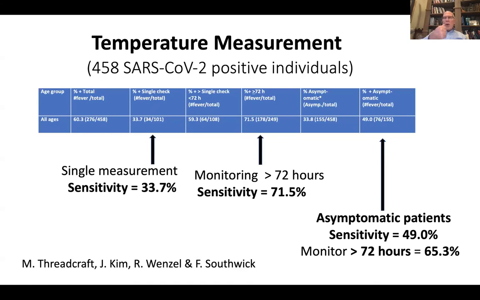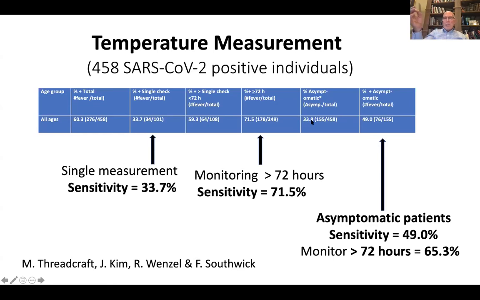So when you do a thermal measurement at the door, you only have a 30% chance of detecting COVID. That's not helpful. However, if you monitor for 3 days, the percentage of individuals that have a detected fever is 71.5%. That's the same sensitivity as PCR and antigen testing. It's not specific, but it does tell you that in the setting of a COVID outbreak, it's highly likely that you have SARS-CoV-2 or COVID-19.